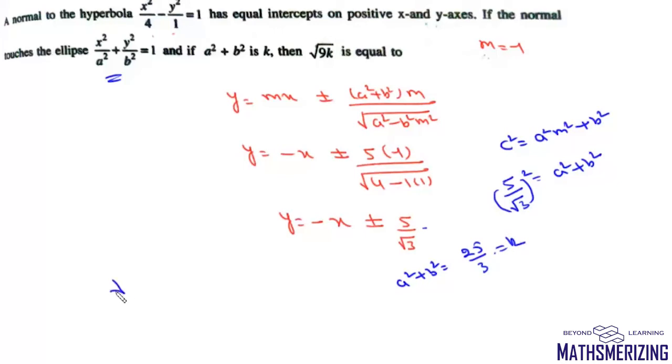We need to find the value of under root 9k. So under root 9k will be under root of 9 times 25 by 3. So this value is 5 into root 3. I think in the question it should be 3k, not under root 9k. If it is under root 9k, then it cannot be an integer. It is 5 root 3.